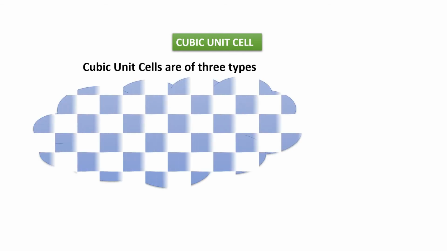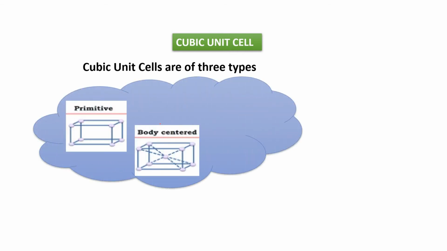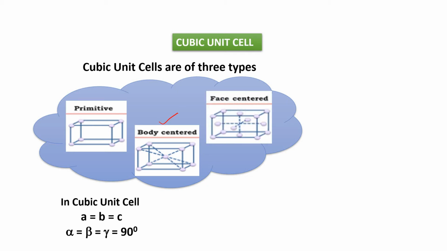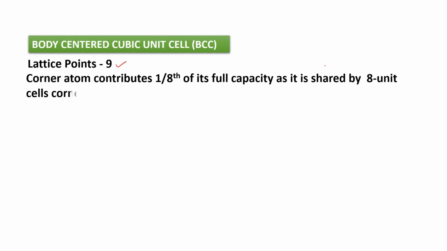Next, we will take the second one, body centered. The second type of cubic unit cell, the body centered cubic unit cell, we take here. Now, in the body centered cubic unit cell, the lattice points are 9. How do we get 9? See, 8 corners plus 1 body center. So totally we are getting 9 lattice points here.